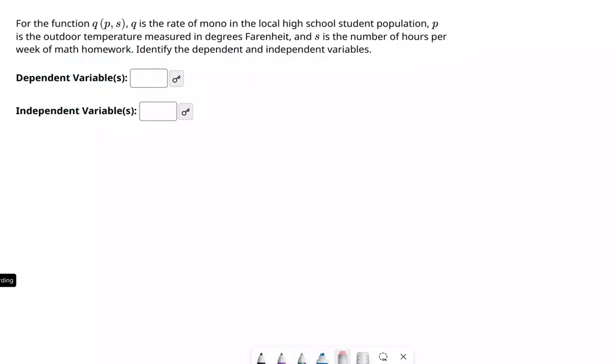So when I say there's a dependent variable, what I mean is that variable depends on other things, whereas an independent variable has a lot more freedom.